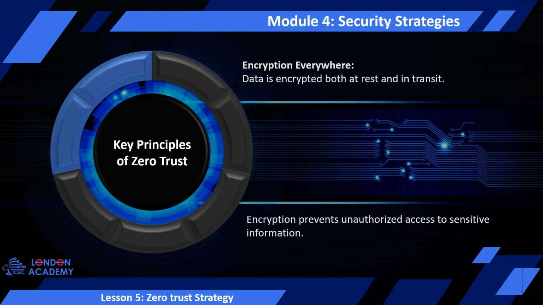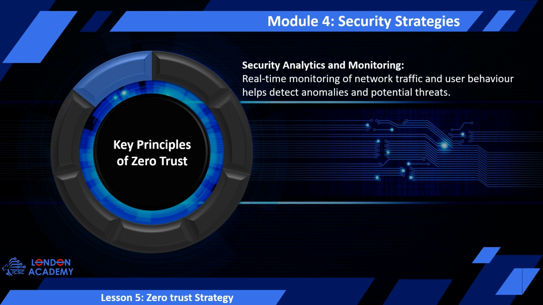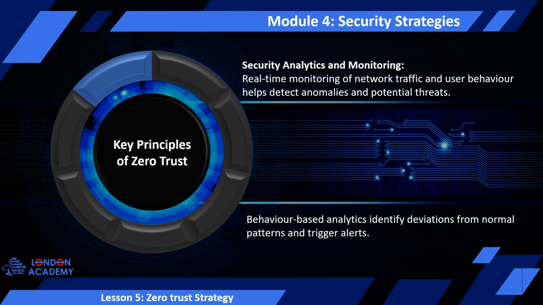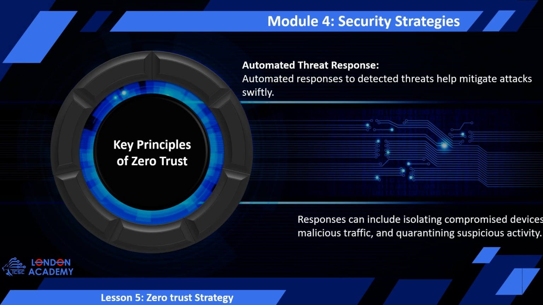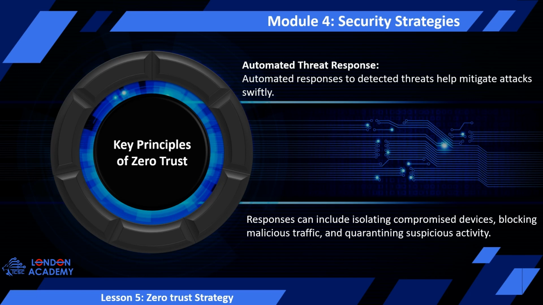Security analytics and monitoring. Real-time monitoring of network traffic and user behavior helps detect anomalies and potential threats. Behavior-based analytics identify deviations from normal patterns and trigger alerts. Automated threat response. Automated responses to detected threats help mitigate attacks swiftly. Responses can include isolating compromised devices, blocking malicious traffic, and quarantining suspicious activity.